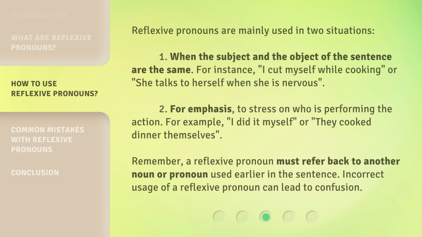2. For emphasis, to stress on who is performing the action. For example, I did it myself, or they cooked dinner themselves. Remember, a reflexive pronoun must refer back to another noun or pronoun used earlier in the sentence. Incorrect usage of a reflexive pronoun can lead to confusion.